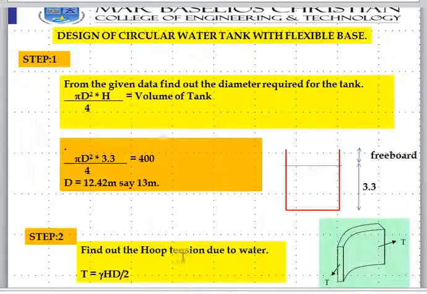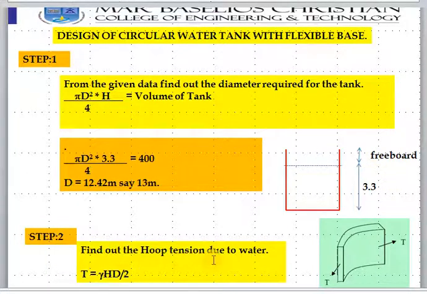Okay, let us see the procedure. The first step is to find the diameter of the tank, because height is given. We know that pi d square by 4 into h is the volume. The volume of the tank is 400 meter cube, so pi into d square into 3.3 by 4 equals 400. From this you can find d. d is equal to 12.42 meter. You round it up; you don't take 12.4 meter or 12 meters. It should be 13 meters. So 13 meter.